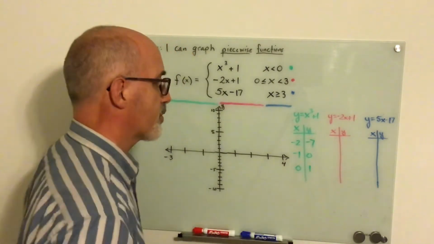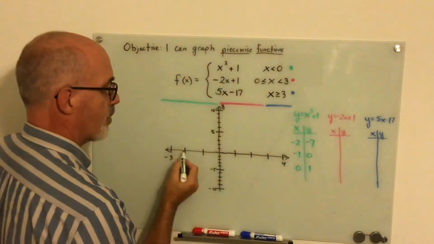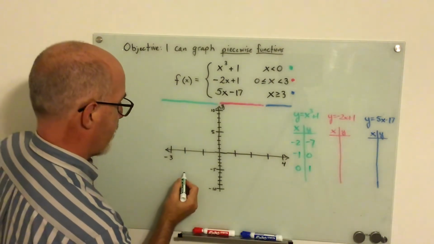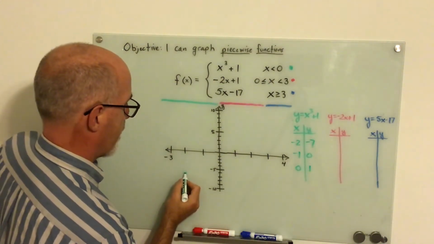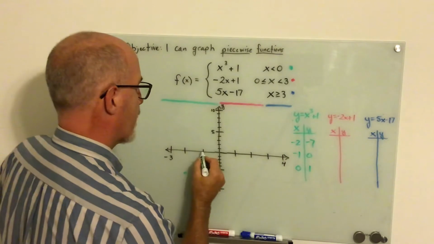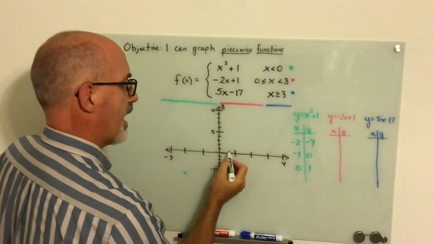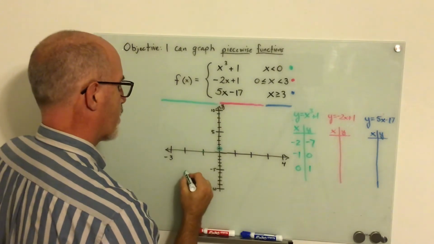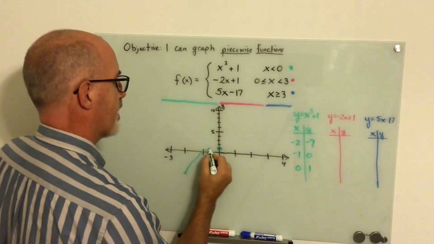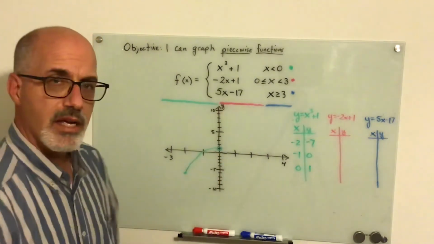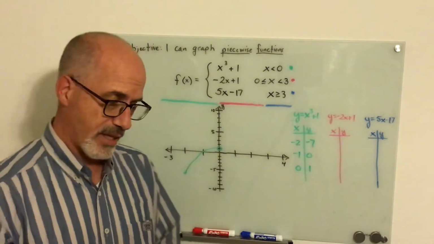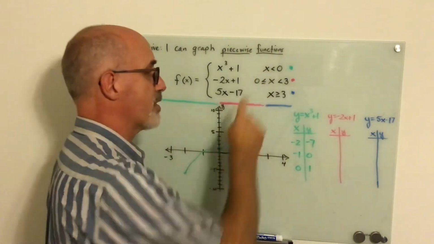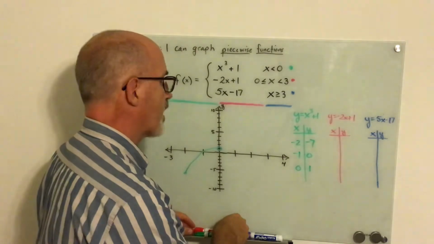So let's plot those points. Negative 2 comma negative 7 is down here. Negative 1 comma 0 is here. And then 0, 1, I'm going to put an open dot on it, so it curves like this and stops there, but there's an open dot on that spot because it doesn't include the 0. Okay, now let's do the next one.